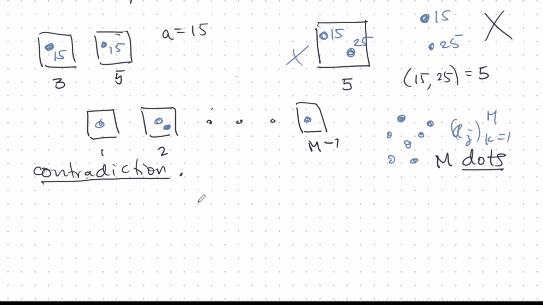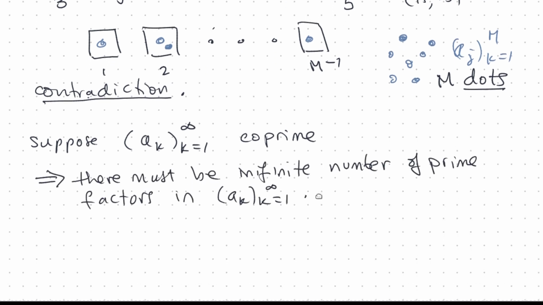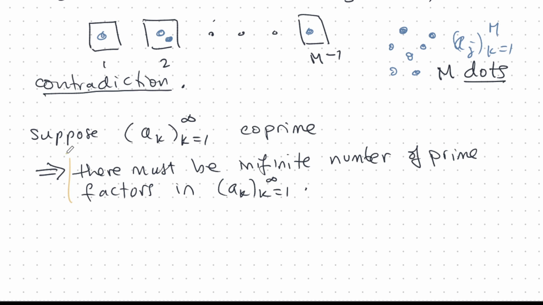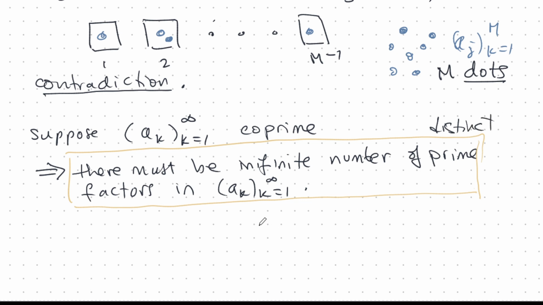And that leads us to the following interesting observation. Suppose now we have an infinite sequence and it's coprime. So any two elements are coprime. Well, this will imply that there's an infinite number of prime factors. Yeah, so let's repeat that. This is the key idea. If I can find such a coprime sequence that's infinite, well, there must be an infinite number of different, distinct prime factors in this sequence.